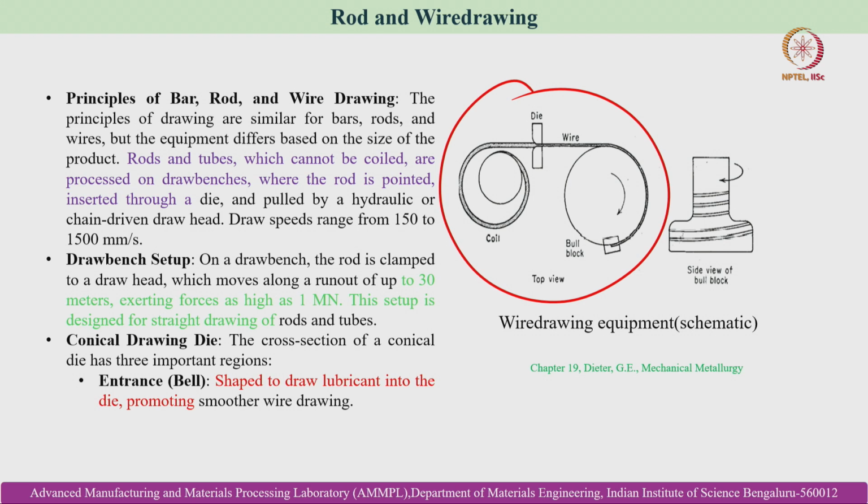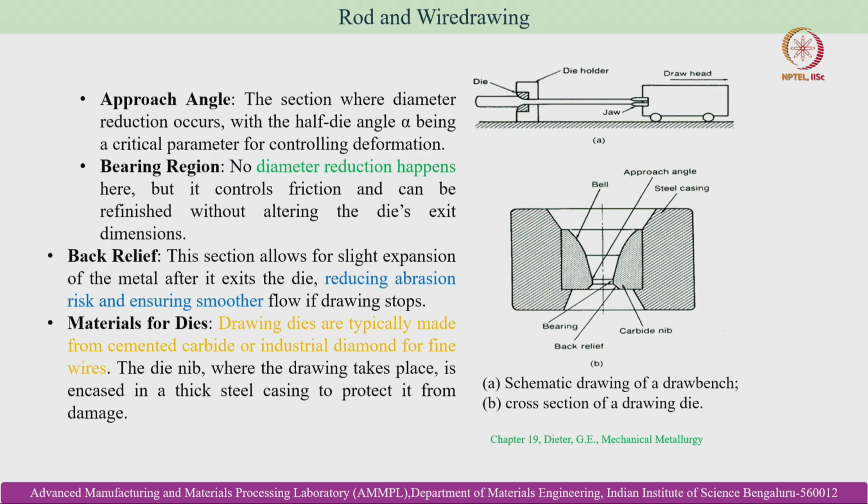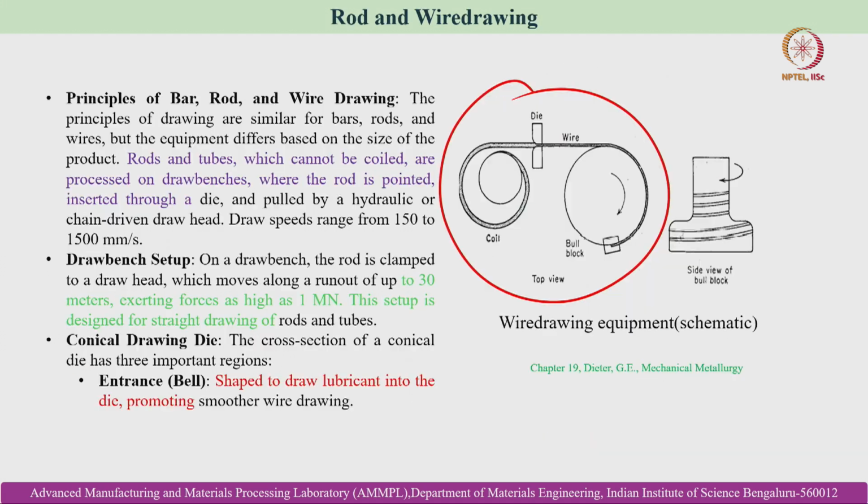Conical drawing die. The cross section of a conical die has three important regions. First the entrance, that is the bell region, shaped to draw lubricant into the die, promoting smoother wire drawing. You can understand this from the schematic. This is the bell region, the entrance region of the conical wire drawing die, which draws lubricant into the die, promoting smoother wire drawing.